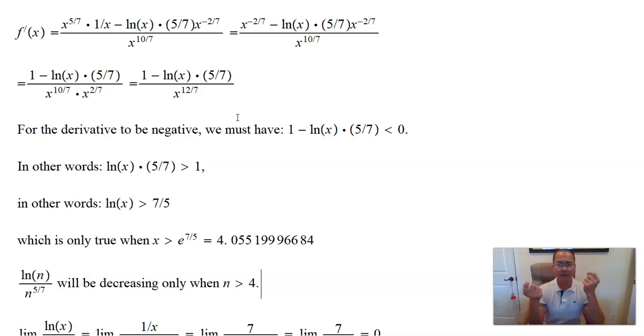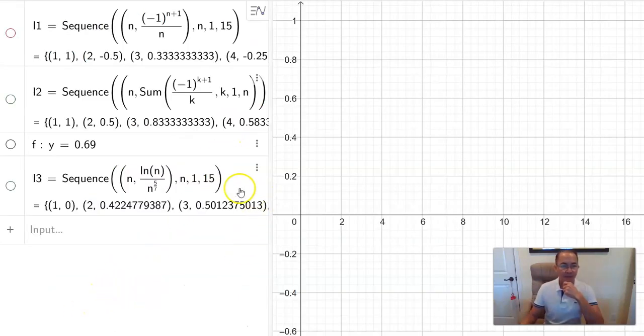You don't even have to wait very long. As soon as n is bigger than 4, the terms of your sequence will be decreasing. You want to check? Let's go to GeoGebra. All right, here we are. So we have ln of n over n to the 5/7. I have hidden the stuff we were doing earlier. So let's see what it looks like.